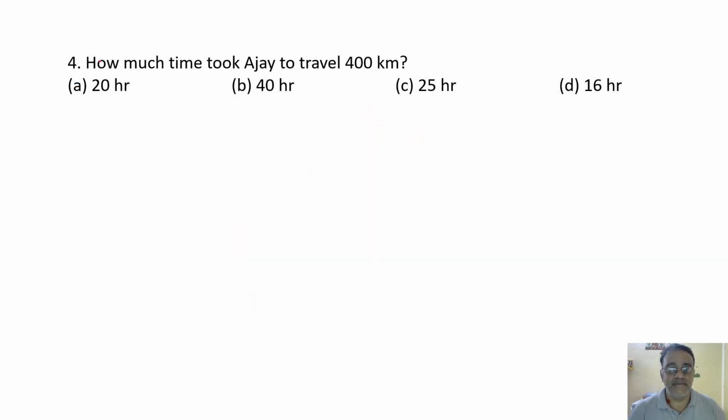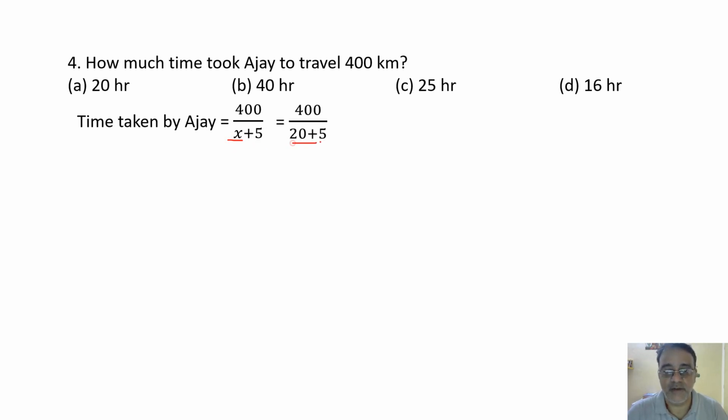Now we are moving toward the next question. How much time did Ajay take to travel 400 kilometer? First we have to find the speed of Ajay, or time, which is already given. We have written 400 upon x plus 5. Now the value of x is 20, so 400 upon 20 plus 5, that is 400 upon 25. If you divide by 25, we are getting 16. Yes, very good, 16 hours. So the correct option is Option D.